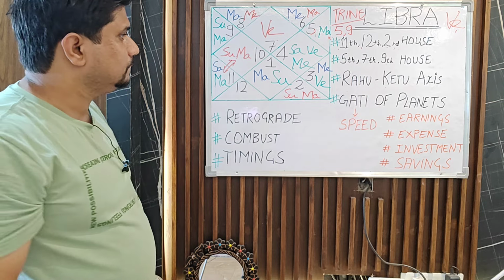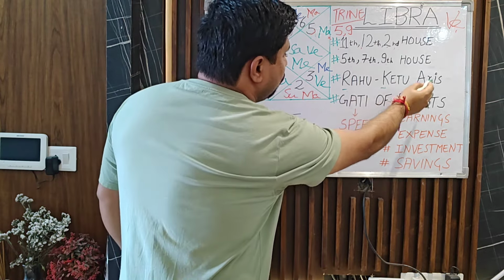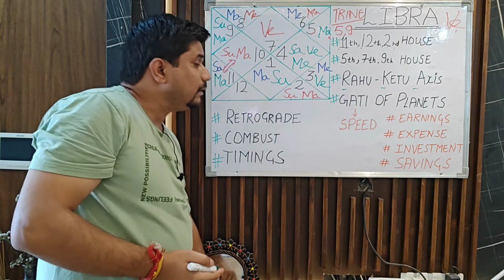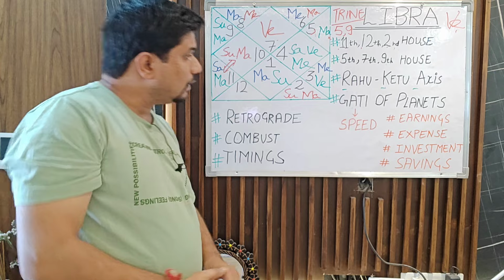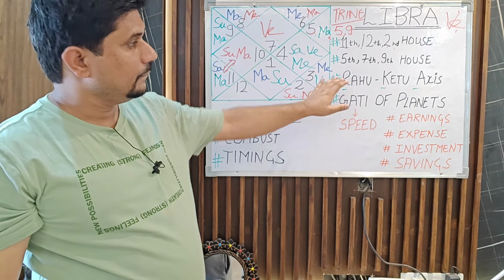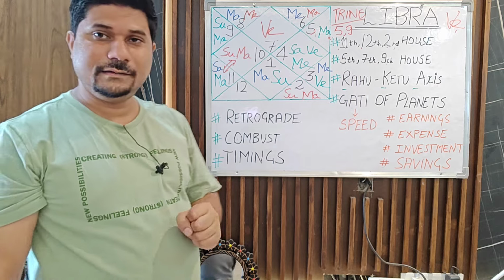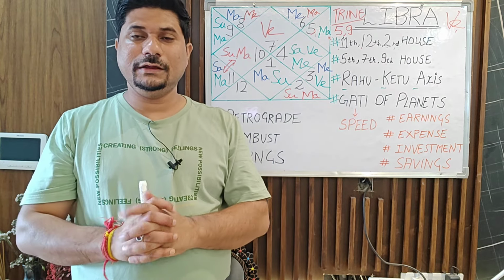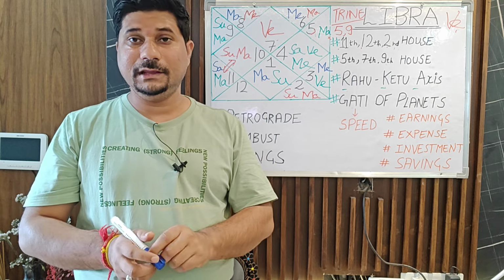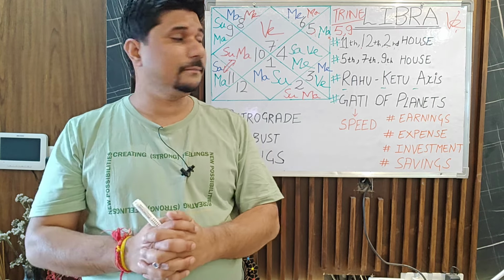Apart from this, next is the Rahu and Ketu axis. Now this is a very interesting thing, how the Rahu and Ketu axis acts as a catalyst. Now what is a catalyst? If you are a chemistry student, you know the use of a catalyst is to speed up the chemical reaction. Okay, speed up the chemical reaction.